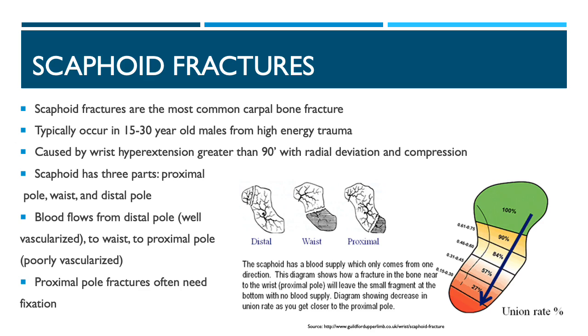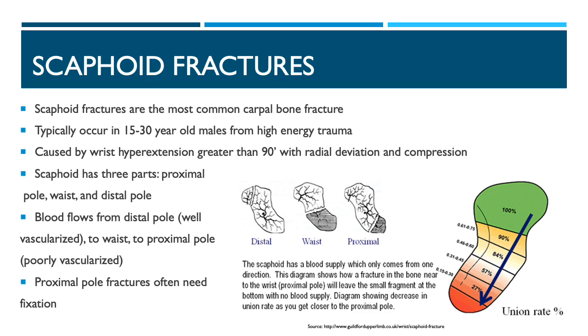So within the carpal bones, the scaphoid is the most commonly fractured carpal bone. This happens a lot with high energy trauma in younger males between 15 and 30 years old. This injury is usually caused by wrist hyperextension greater than 90 degrees with radial deviation and compression. So when we're talking about scaphoid fractures, we really have to think about the particular position of the bone and what it looks like. So I recently read an article where they described it about cashew-sized and shaped. I thought it's kind of a nice way to picture it.